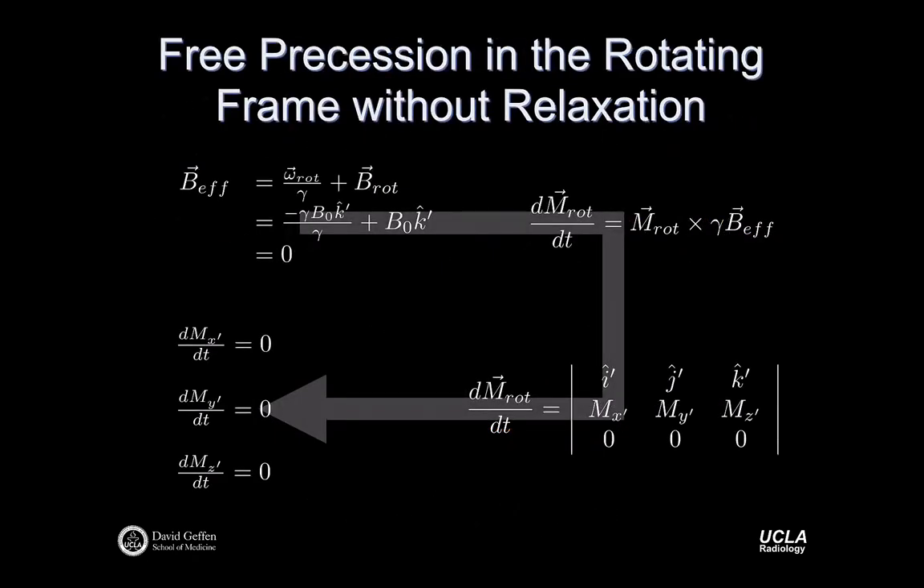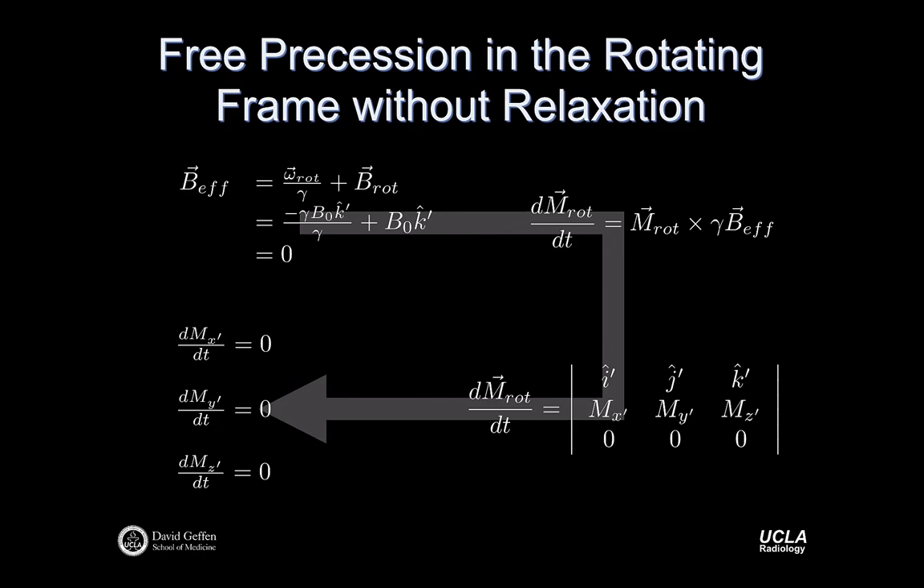Okay, so what were the examples that we worked through? It looked something like this. We knew what B effective was going to be. It was just our fictitious field plus our externally applied field. The externally applied field is just the B0 field, and it shares the k-axis. So easy enough. We can figure out omega rho. It just comes and is driven by that B0 field. And so our B effective for free precession is the zero field. There is no effective field.